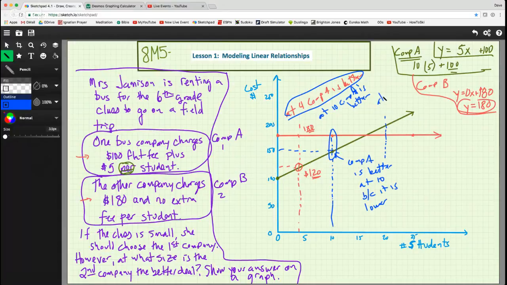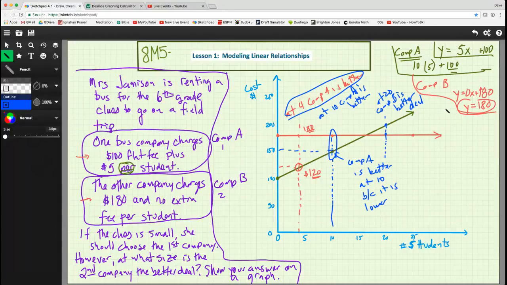Let's look at 20. Well, at 20, company A is $200 and company B is $180. So at 20, company B is the better deal. Are we getting this?